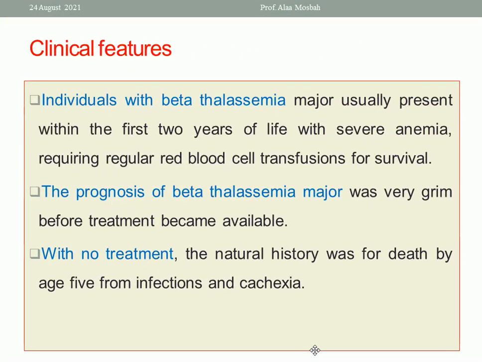Individuals with beta thalassemia major usually present within the first 2 years of life with severe anemia, requiring regular red blood cell transfusion for survival. And the prognosis of thalassemia major was very grim before treatment became available. If there was no treatment, the natural history was death by the age of 5 years from infection and cachexia.